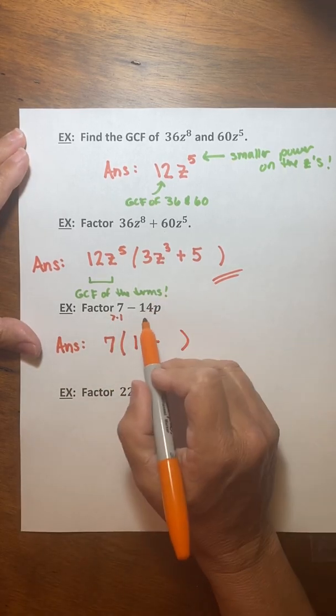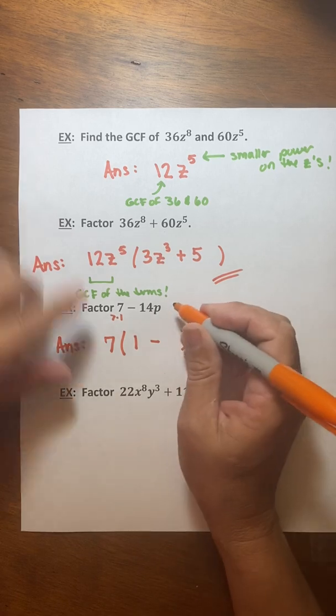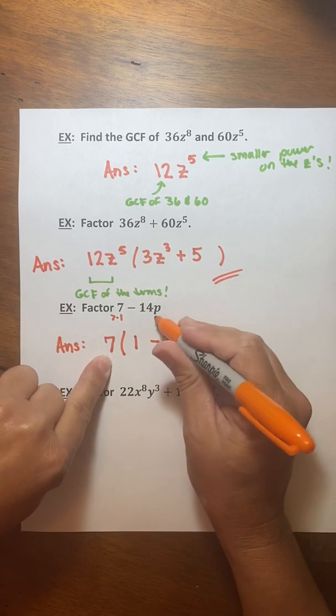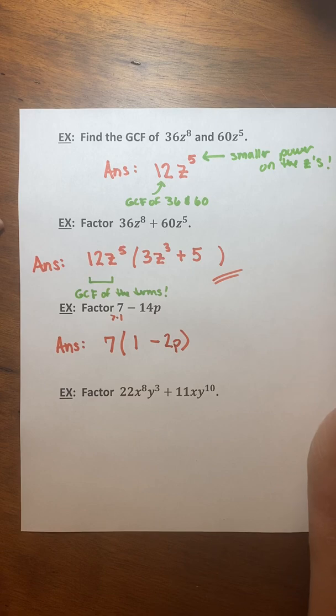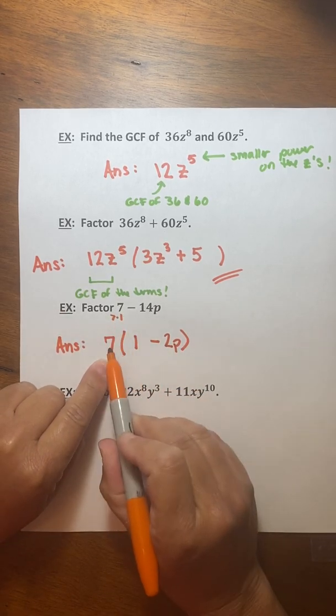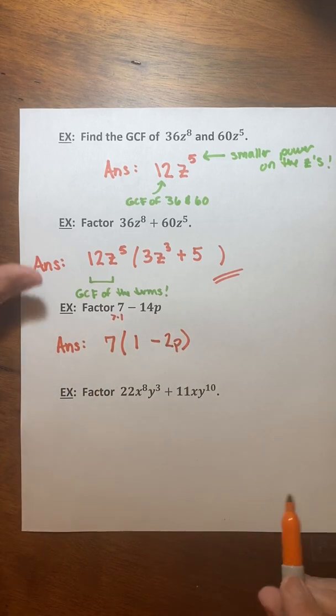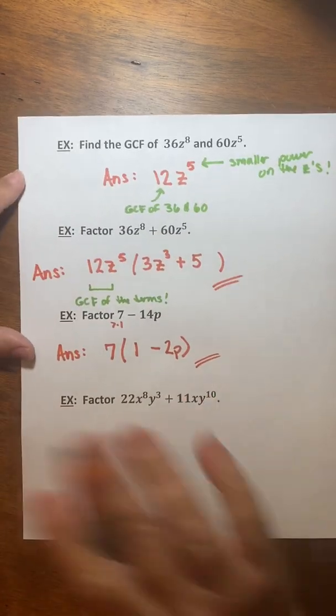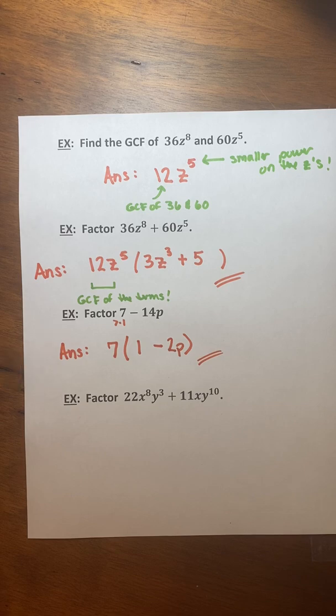And then this would be, well, 7 times what is 14p? Well, 7 times 2 is 14, but then we have to account for that p. So remember, you can always check. 7 times 1 is 7, minus 7 times 2p, which is 14p. Those lines don't mean anything except that I've just completed the problem.